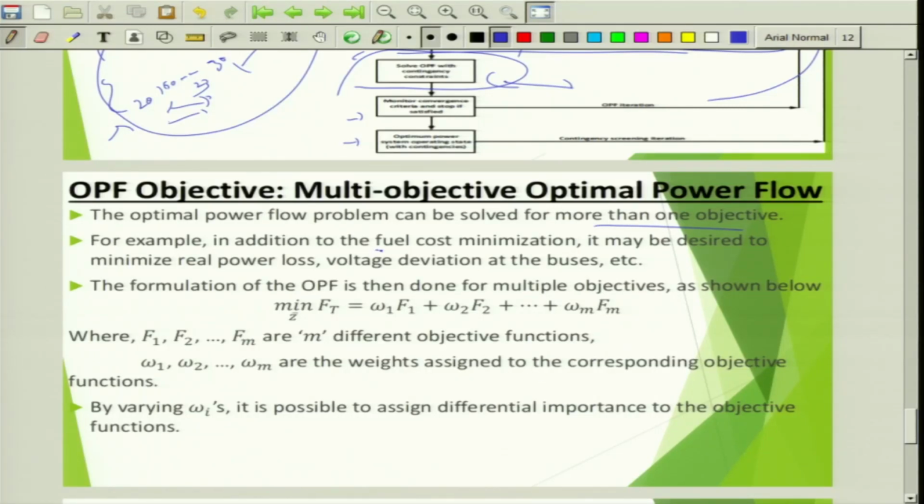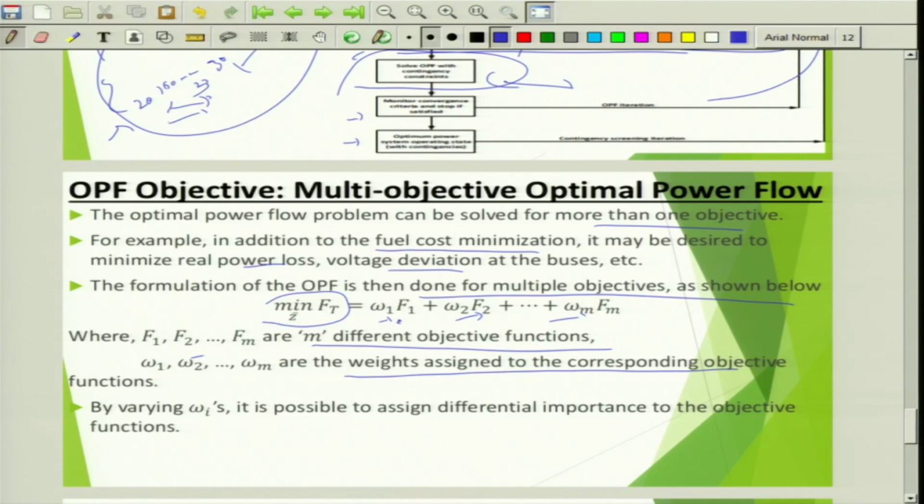For example, in addition to fuel cost minimization, which is the general economic dispatch problem statement, it may be desired to minimize real power loss, voltage deviation at the buses, etc. The formulation of the OPF is then done for multiple objectives as shown below. That means W1 into F1, W2 into F2, Wm into Fm, where F1, F2, Fm are m different objective functions altogether, and W1, W2, Wm are the weights assigned to the corresponding objective functions.